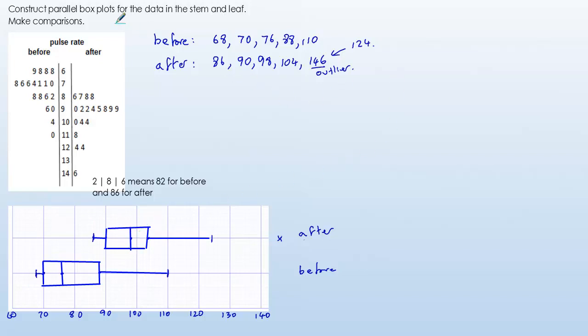And then there's various things that we can comment on from there. We can comment on the fact that we've got an outlier. We can work out the range. We can work out the interquartile range for each diagram. We can compare the position of the medians, and so on.